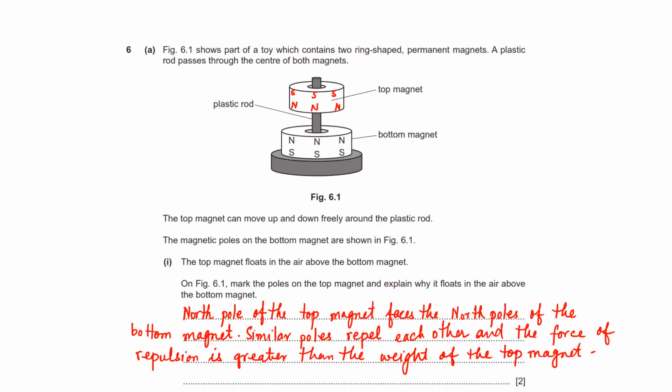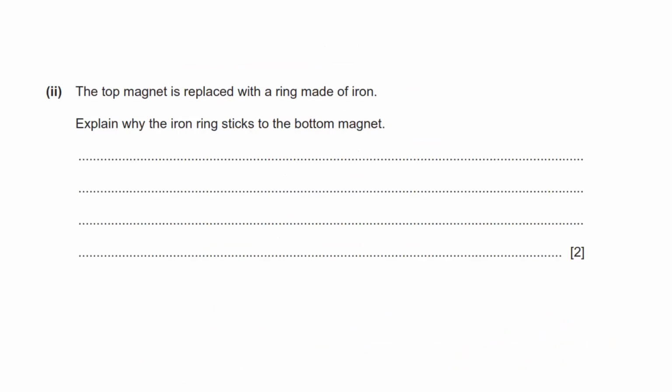Okay. So part two, it says the top magnet is replaced with a ring made of iron. Explain why the iron ring sticks to the bottom magnet. So iron is again a magnetic material, and when it's placed in proximity to a magnetic field, the magnetic field induces opposite poles, which results in attraction of the iron towards that magnet. So let's write it.